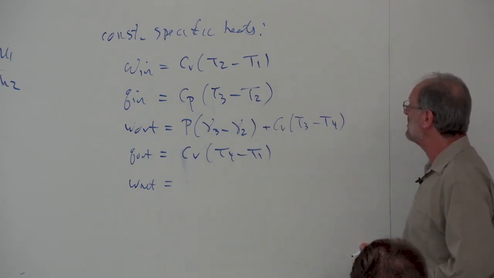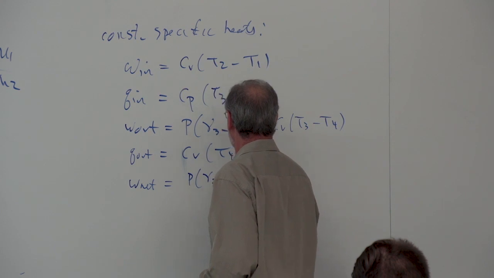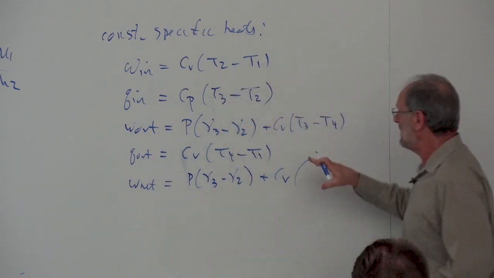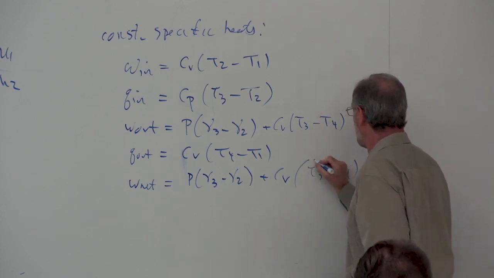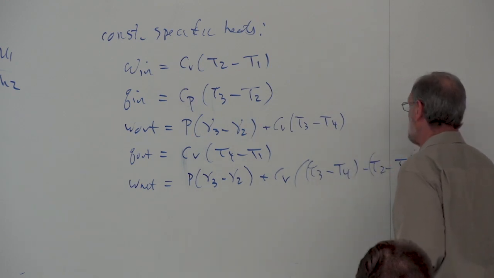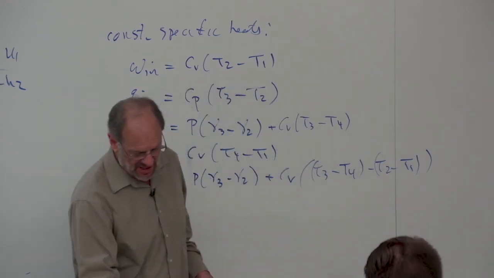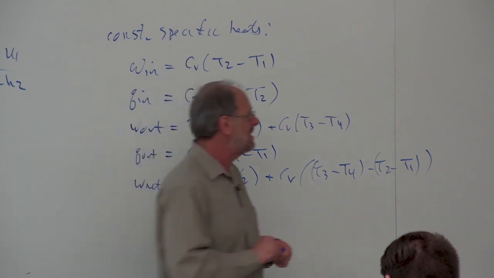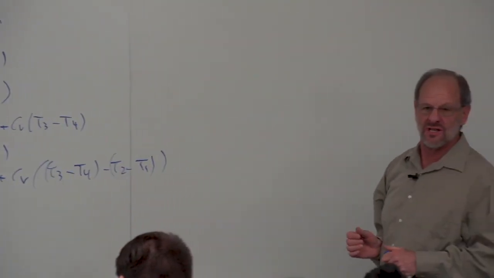Okay. Anyway, when we calculate the net work, certainly we can combine certain terms here and there. It's just work out minus work in. So P times V3 minus V2, and then plus CV times the T3 minus T4, but then also we subtract from it the T2 minus T1. So this is how we would find the net work, just the difference between the work out and the work in.